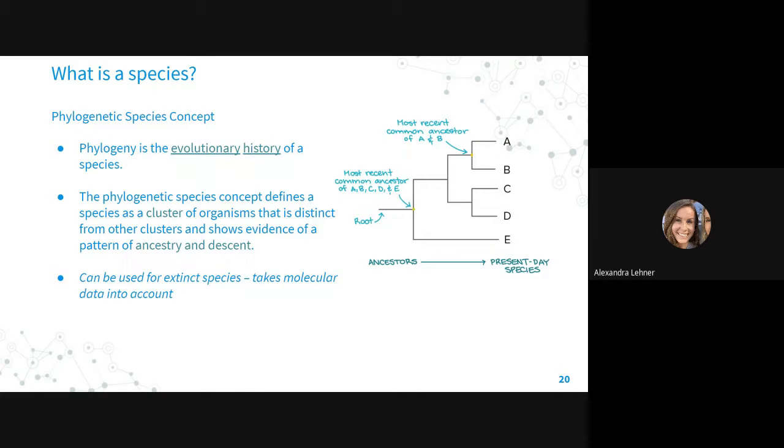Phylogenetic species concept. Phylogeny is the evolutionary history of a species. So the phylogenetic species concept defines a species as a cluster of organisms that is distinct from other clusters and shows evidence of a pattern of ancestry and descent. This can be used for extinct species because it takes the molecular information into account. And that's talking about DNA and the nitrogenous bases.